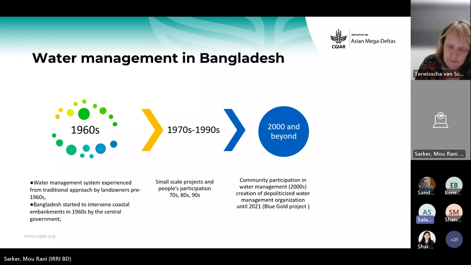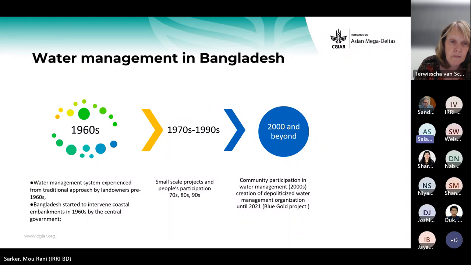Okay. So if we look at the history of water management in Bangladesh, we can, in broad terms, divide it into three different phases. We could talk about pre-1960s, the phase of farmer-managed water management with little localized infrastructure. After the 1960s, it was really the big investment in coastal embankments, which was primarily managed by the government.